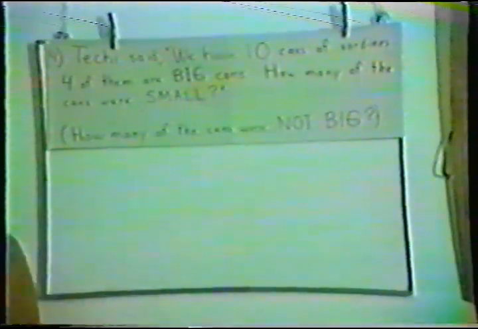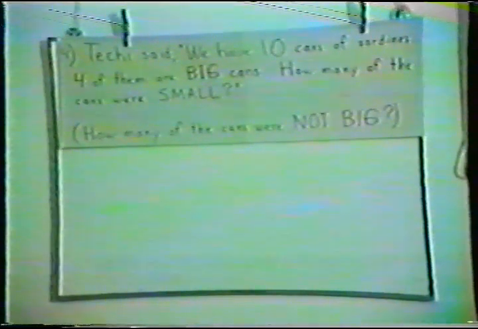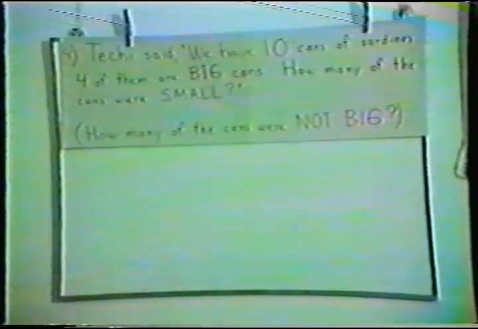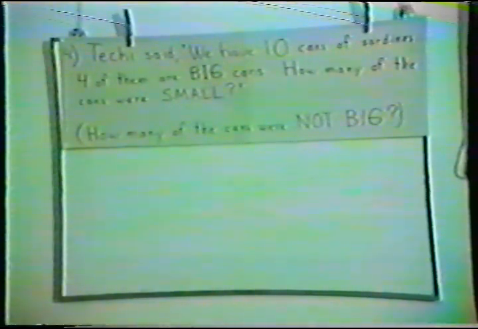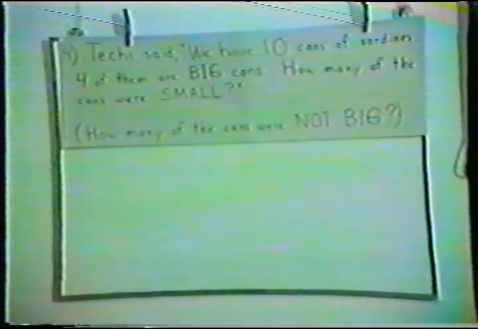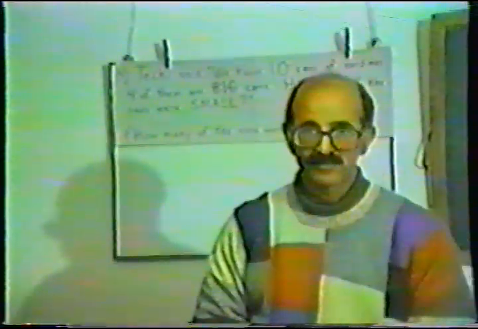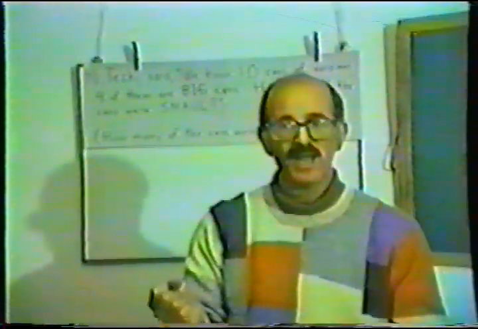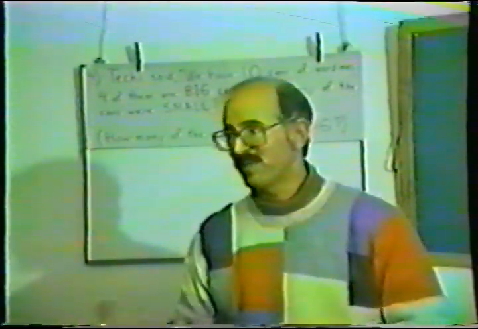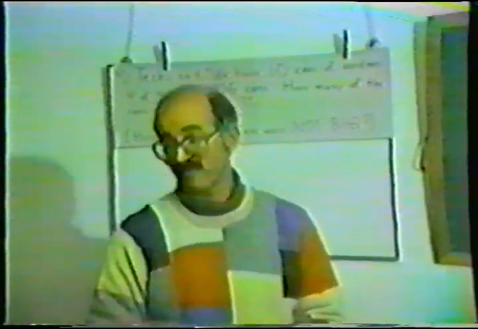Problem number 4. Tetchy said, "We have 10 cans of sardines. 4 of them are big cans. How many of the cans were small?" We could also have said, how many of the cans were not big? You have 2 things that you're comparing with each other. The big ones or the small ones. The big ones and the not big ones. Again, you're finding the difference.